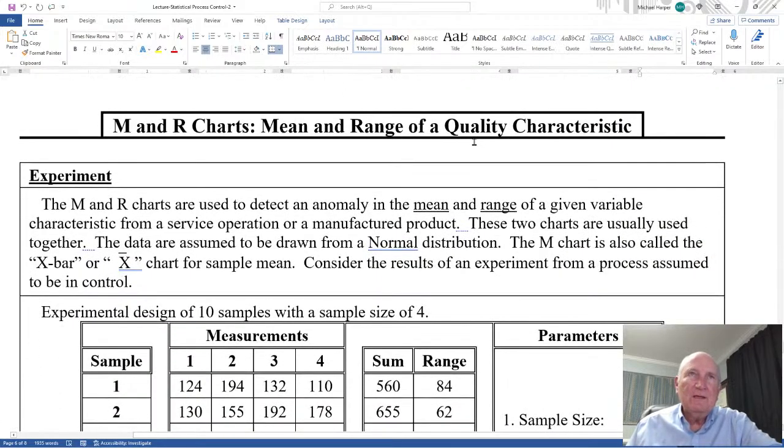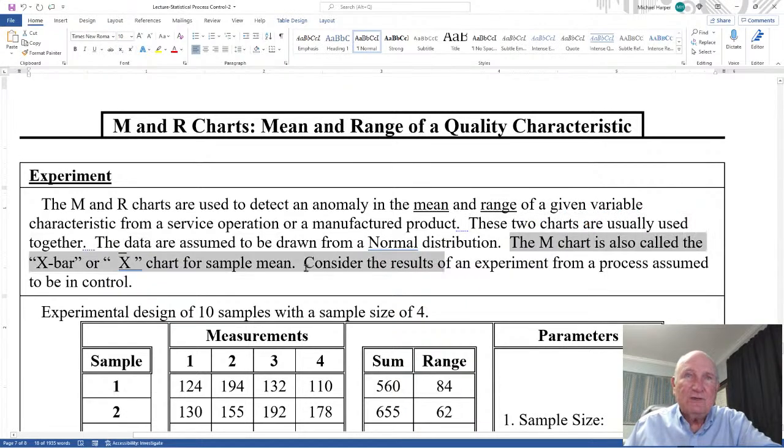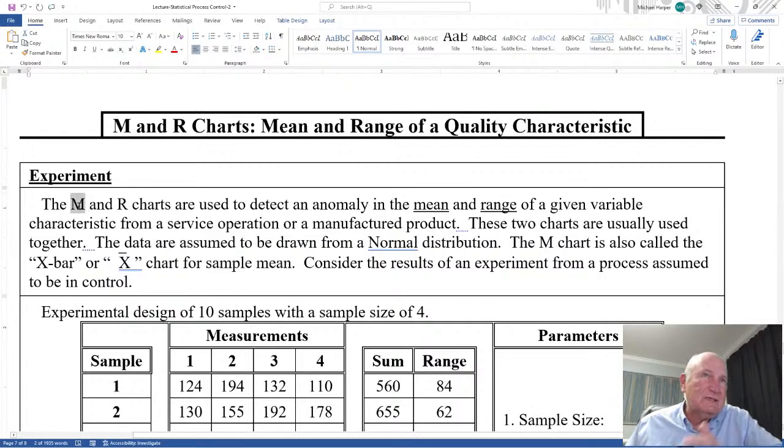Okay, let's go on. The last two charts we'll look at are the M and R charts, the mean and range of a quality characteristic. First, the experiment. The M and R charts are used to detect anomalies in the mean and range of a given variable characteristic from a service operation or a manufactured product. These two charts are usually used together. The data are assumed to be drawn from a normal distribution. The M chart is also called the X bar chart, which means the sample mean. I'm using M because it's easier.